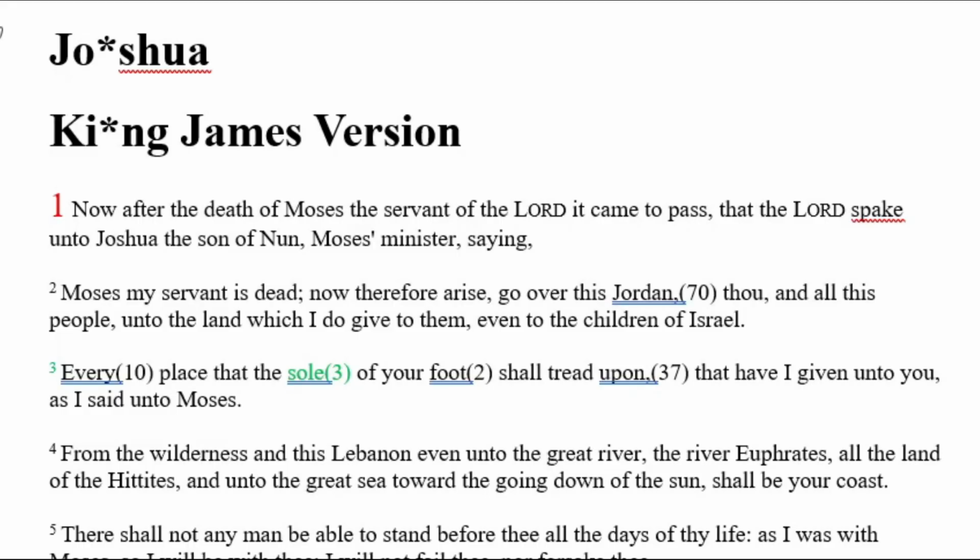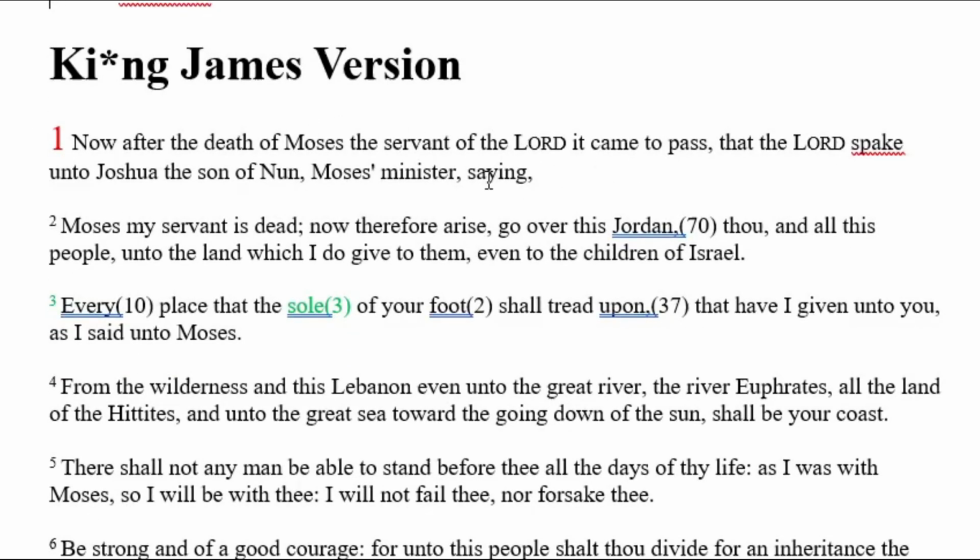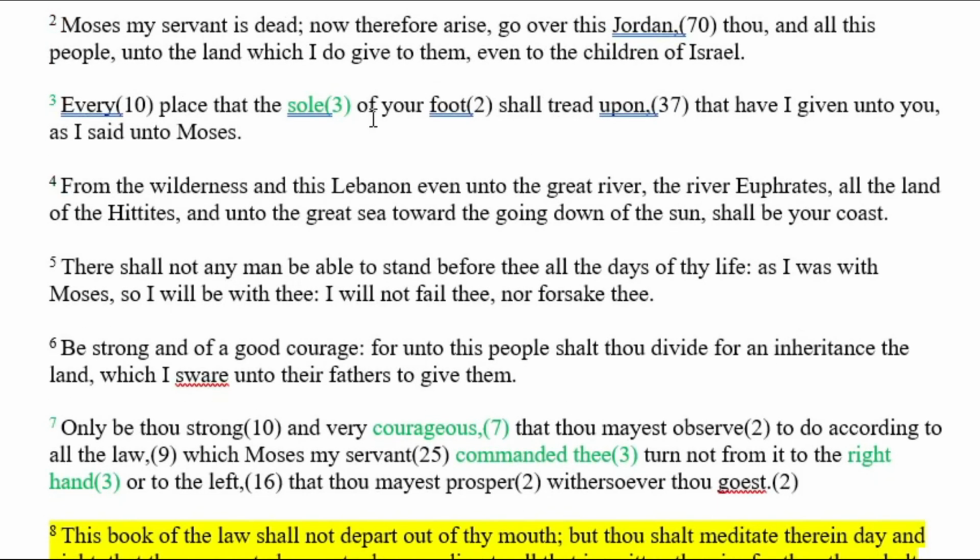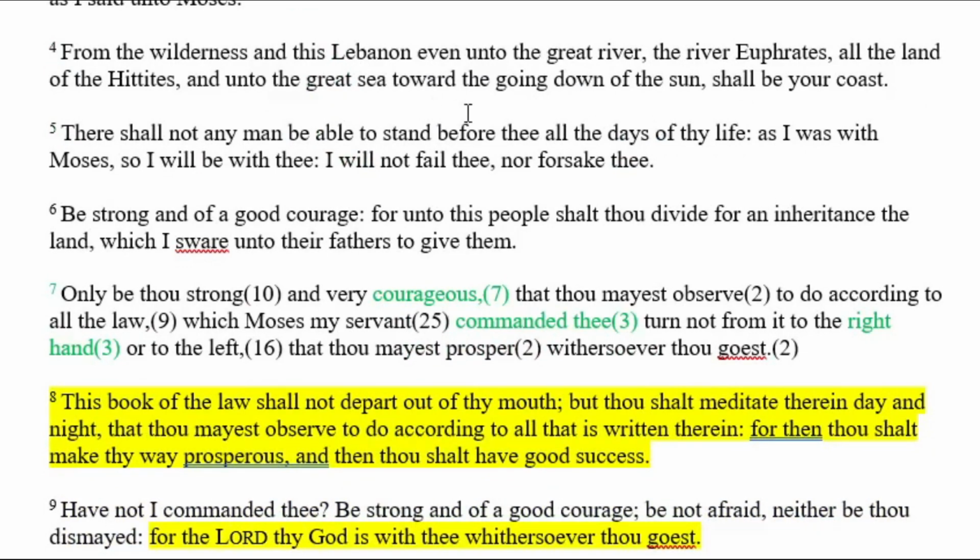All right, this time going into Joshua. Let's see what we have here. As we start reading, it's going to start right in. And now after the death of Moses, the servant of the Lord, it came to pass that the Lord spoke to Joshua, the son of Nun, Moses' minister, saying. So right here, the Lord just showed up to Joshua. Moses, my servant, is dead. So arise, go over this Jordan. There's the river. There's a river crossing. And all this people, to the land which I do give them, even to the children of Israel. Every place the sole of your foot shall tread, I have given unto you, as I said to Moses. From the wilderness it goes on, right?